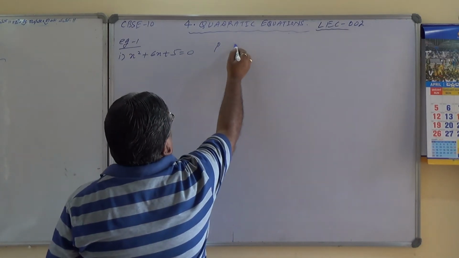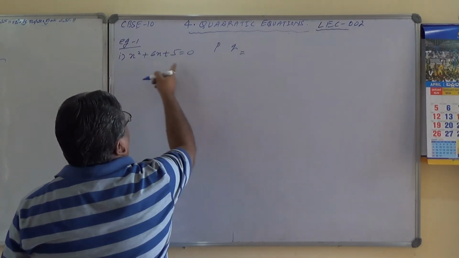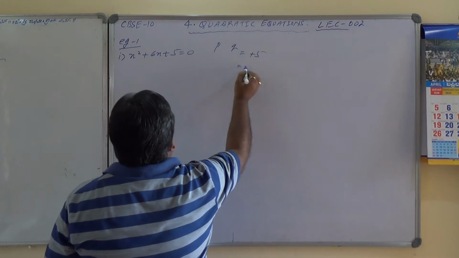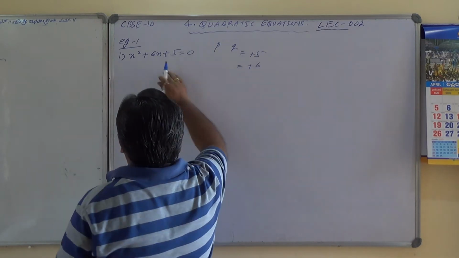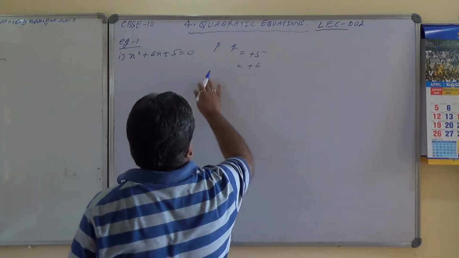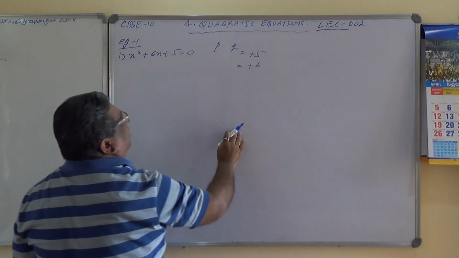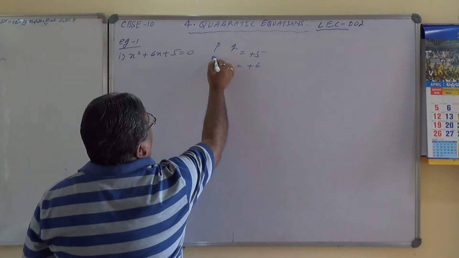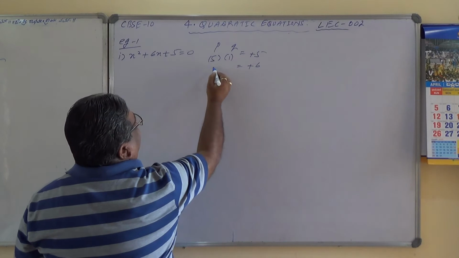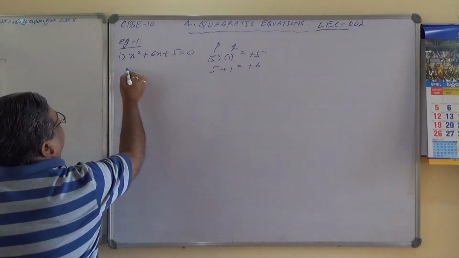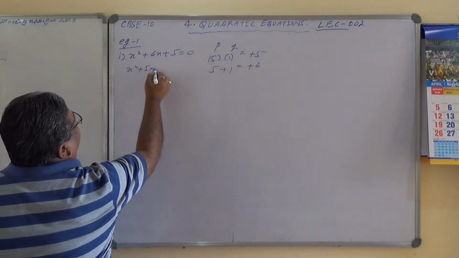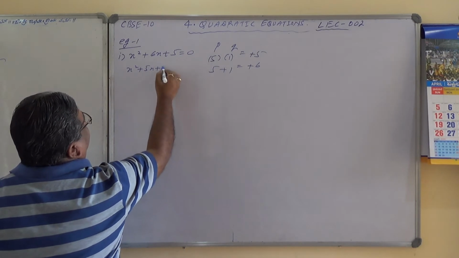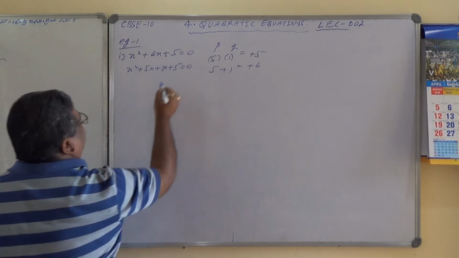I require P and Q such that 5 into 1 is 5, and here it is plus 6. Let me check whether it is correct. x square plus 6x plus 5. Yeah, 5 into 1 is 5, and 6 here. So can I do this one here? 5 into 1 and 5 plus 1. So x square plus 5x plus x plus 5 equals 0.